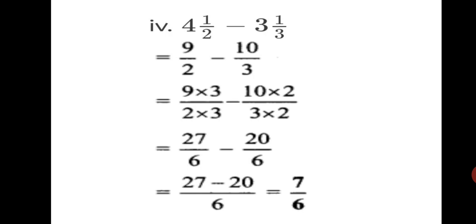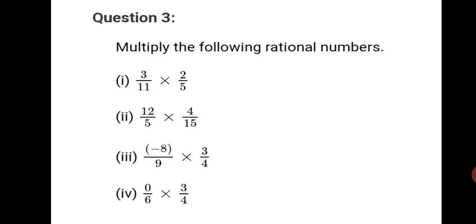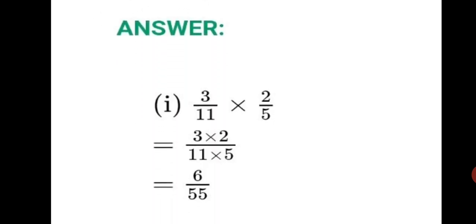So this way we have completed our subtraction sums where rational numbers are involved. Now let's go to question number 3. Multiply the following rational numbers. So again we have 4 sums. Let's do them one by one. It will be just similar to multiplying fractions. Numerator into numerator, denominator into denominator. 3 2s are 6, 11 5s are 55. Final answer 6 upon 55. Alright, very simple.